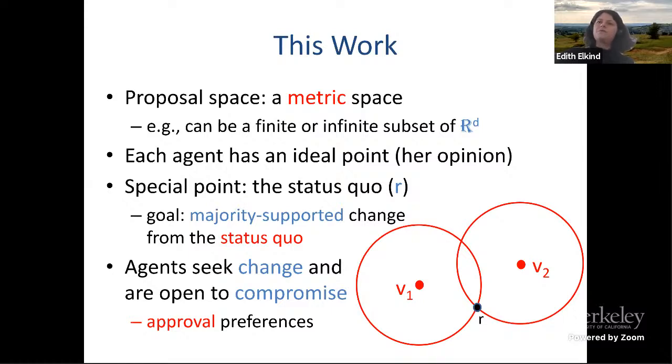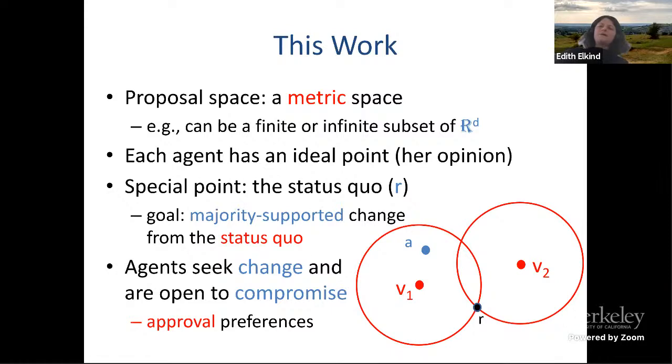So they approve everything that is better for them than the status quo, everything within their circle, but they don't distinguish among different things in that circle. So we are not going to say that agent 1 prefers the center of the circle to the periphery, and neither does agent 2. They're just happy with any change and they're willing to compromise, willing to adopt a point somewhere within their circle that can get a lot of support from other voters.